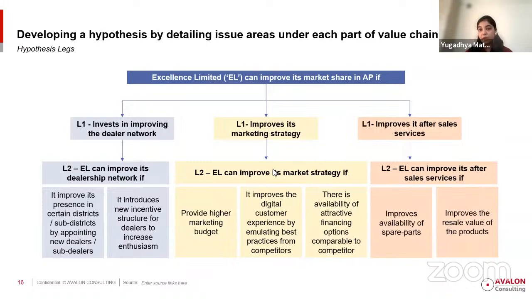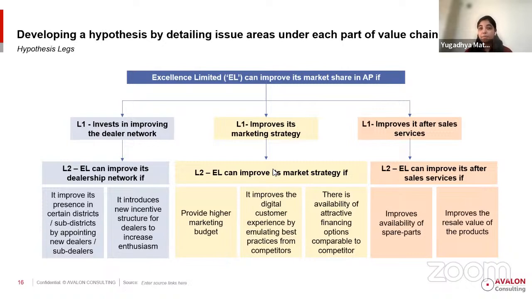Now that becomes your level one, like how Ayush had explained, but it is important to delve deeper and go to level two. Now here, all the research that you have done will come in handy because you will know how practically the industry works and the levers that you can actually employ. So for example, in level one, you've identified that market share will go up if my dealer networks are improved. Now, how can you actually improve the dealer networks? This is done through either increasing the presence of dealers in certain districts or sub-districts of Andhra Pradesh, or by introducing some new incentive schemes.